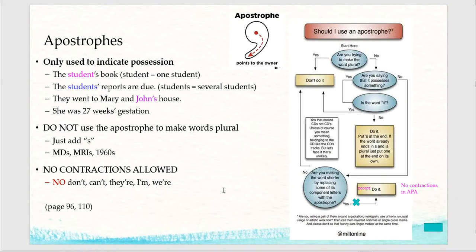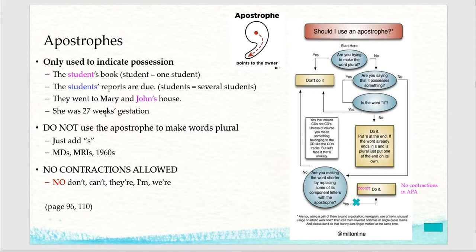So apostrophes are only used to indicate possession in APA style. So what you need to be aware of is whether the item that's doing the possessing is singular or plural. So in this case, this is only one student. So the student's book. In this case, I have multiple students. So the students' reports are due. And if you have a bunch of people who are doing the possessing, then the apostrophe only goes with the last person in the list.